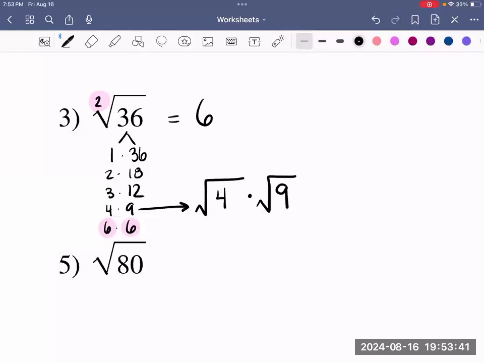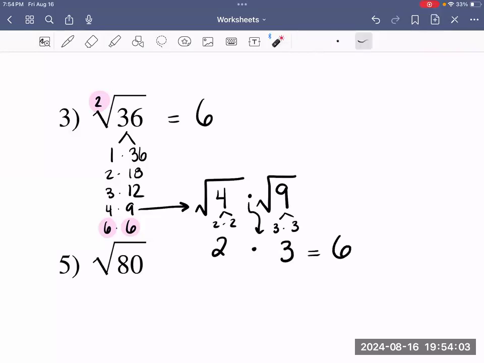Well, because it's all under a square root, we can actually break these two up as if we had multiplied them, but still under a square root. Then we can evaluate them separately. So the square root of 4, having its own pair of 2 and 2, will equal 2. And 9, again having its own pair of 3 and 3, is equal to 3. We're multiplying these two, so 2 times 3 is equal to 6.